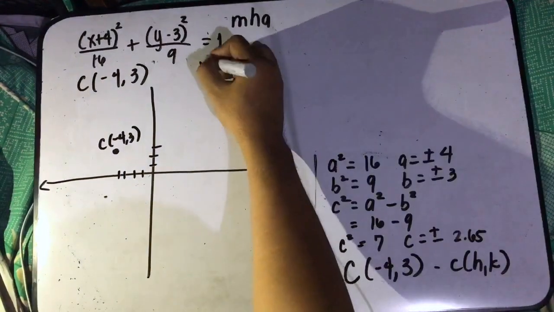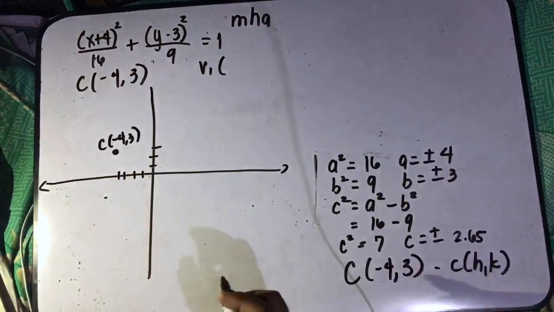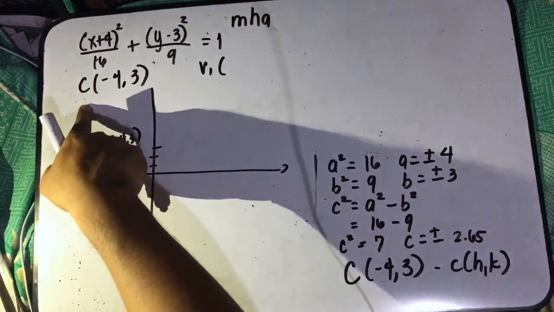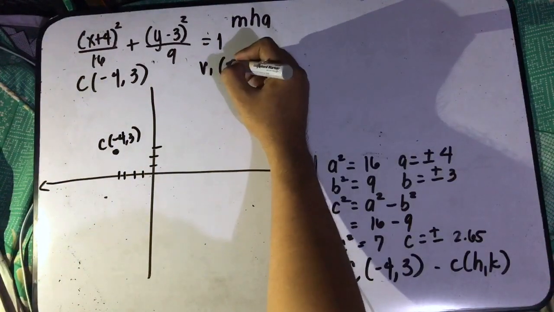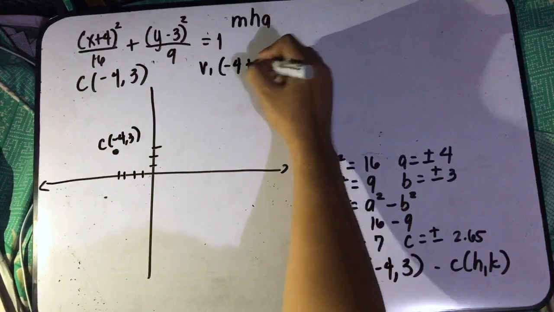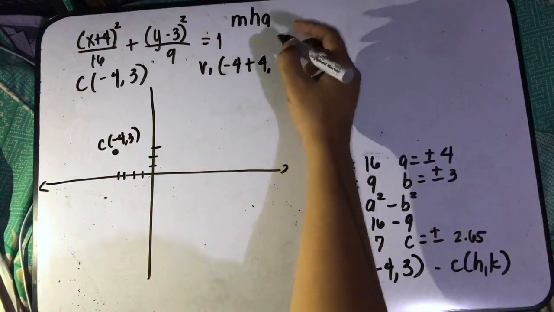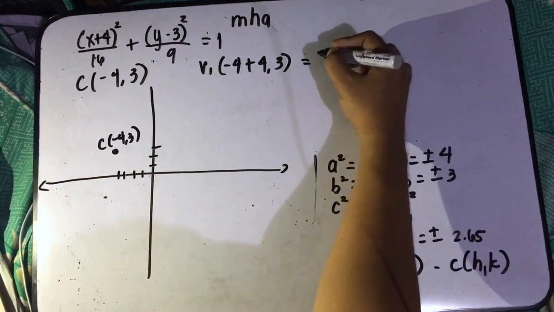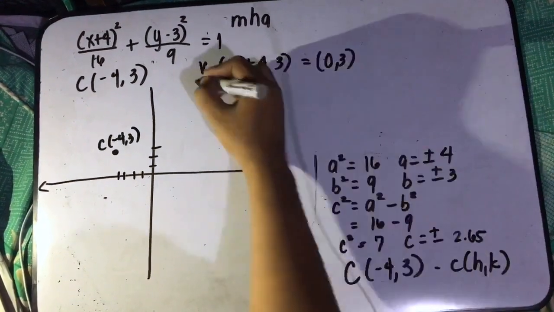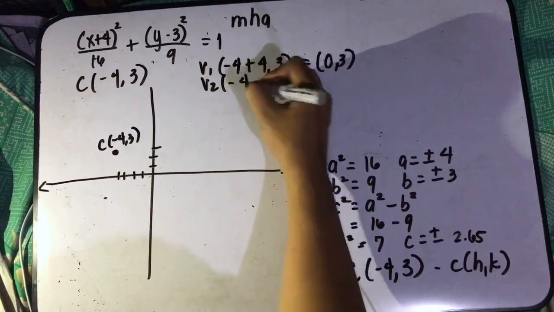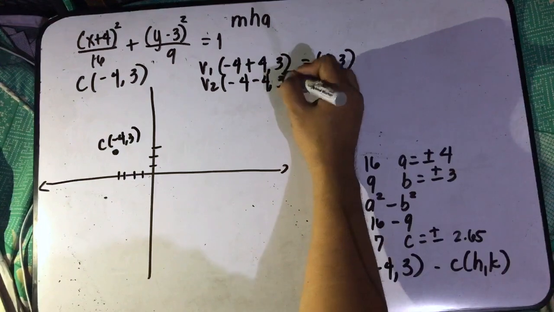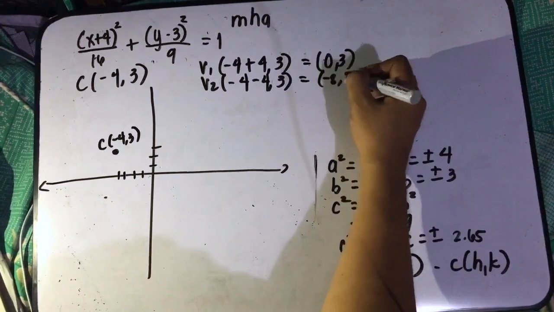Or, pwede kong sabihin that V1 will be having what? What is the location of the center? Negative 4 and 3. Ang babaguhin natin ngayon is yung horizontal and that is now negative 4 plus how many? Plus A, plus 4. So, that is negative 4 plus 4 and 3. Therefore, V1 is located at 0 and 3. Where is V2? V2 will be located at negative 4 minus 4 and 3, and it is located at negative 8 and 3.